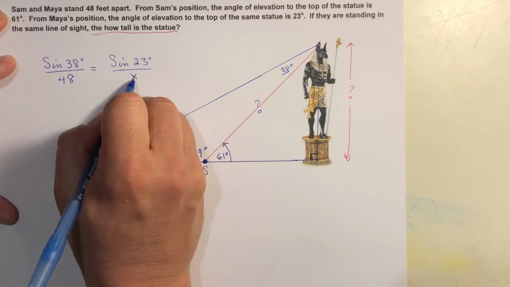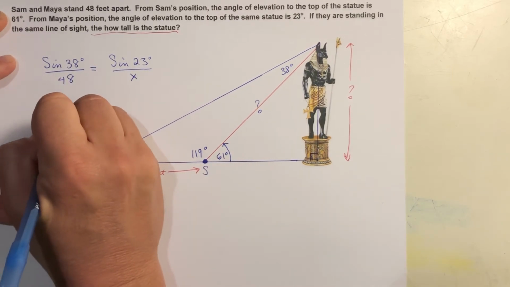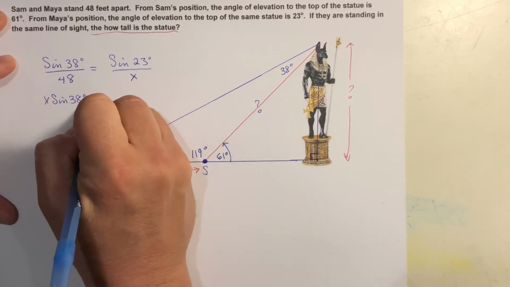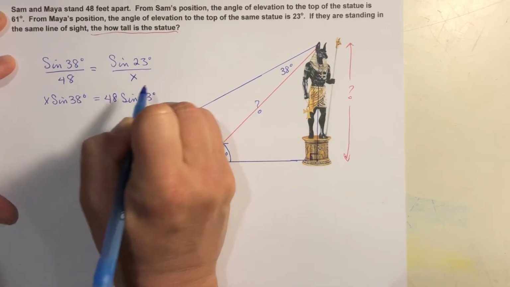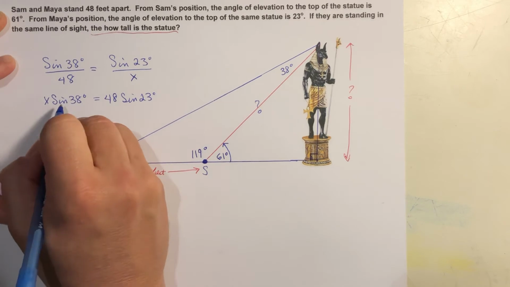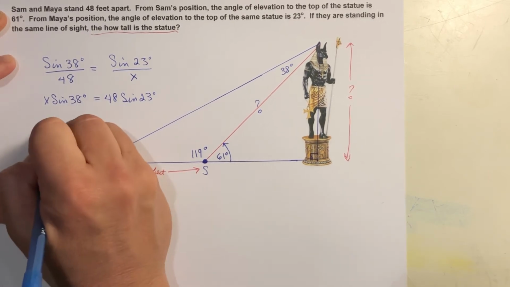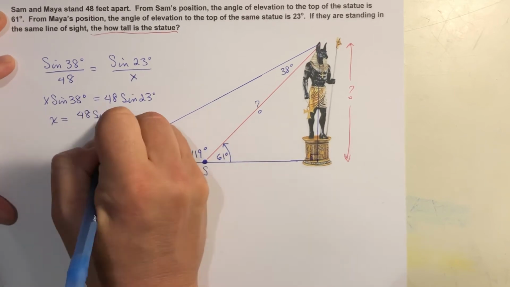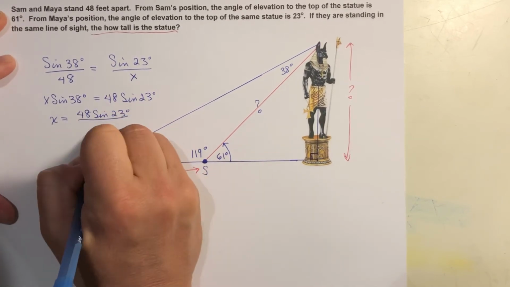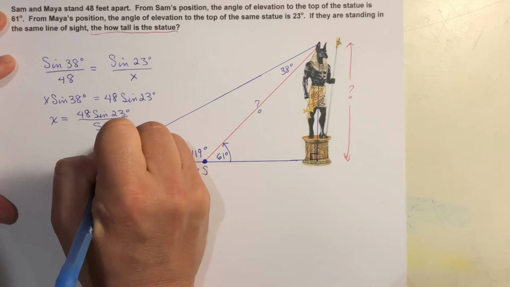I'm going to cross multiply here, right? So I'm going to have x sine 38 degrees equals 48 sine 23 degrees. I want x alone, so I'm going to divide by sine of 38. So that side length is going to be 48 sine 23 degrees over the sine of 38 degrees.